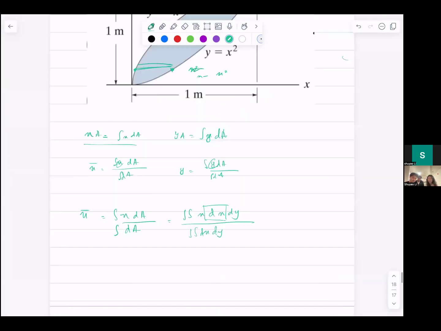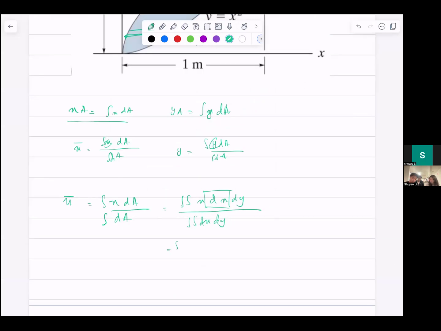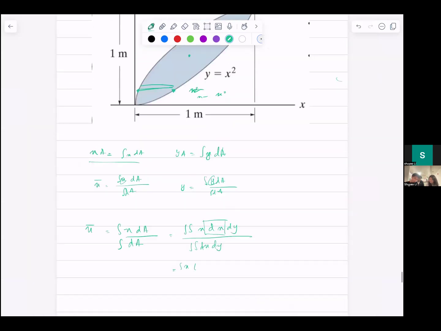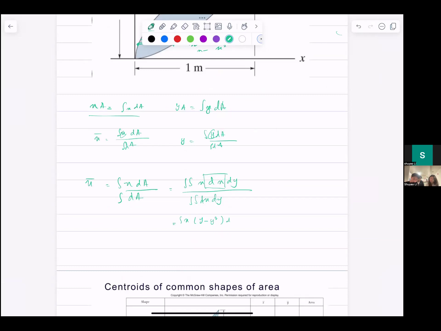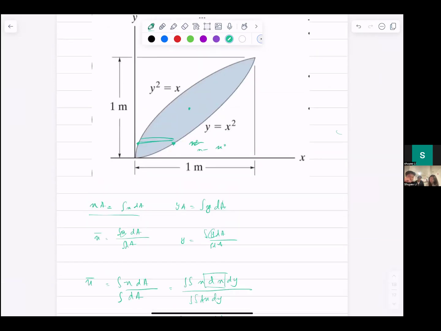Oh, when you switch, it's going to be the other side. Let's say we replace it with y first. So y minus y squared, dy. You have to solve for x in terms of y.